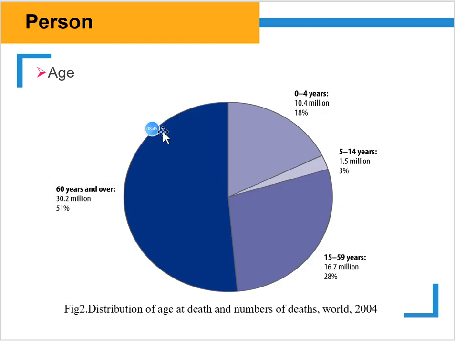Figure 2 is distribution of age, deaths, and the numbers of deaths in the world in 2004. In the area map, half of all deaths occurred in people aged 60 and over, followed by those aged 15 to 59.